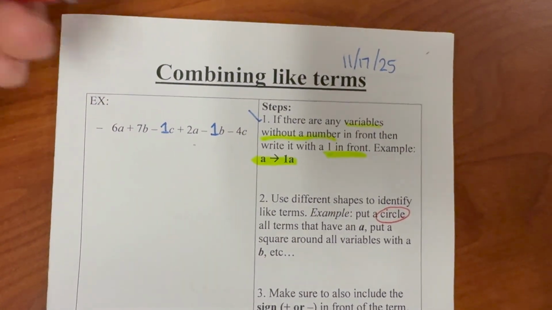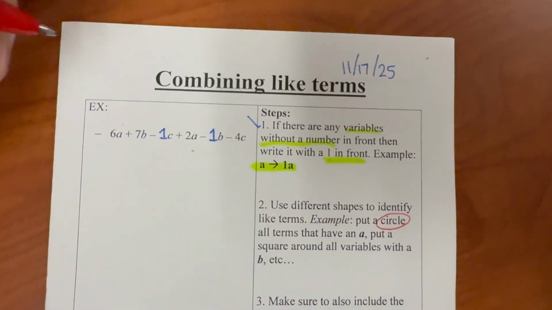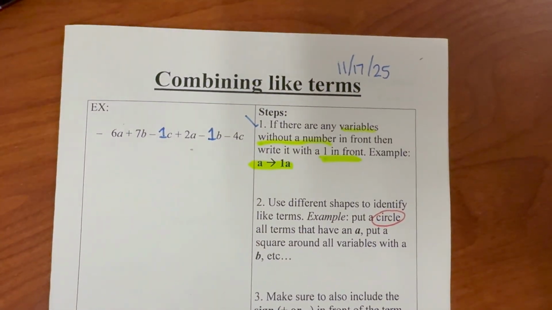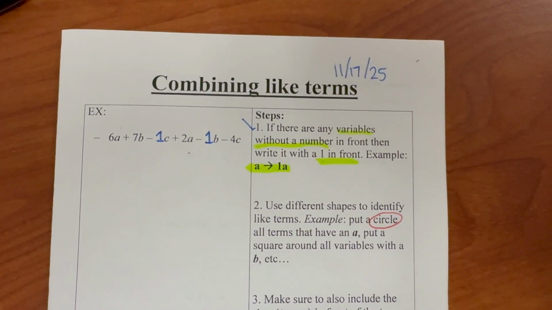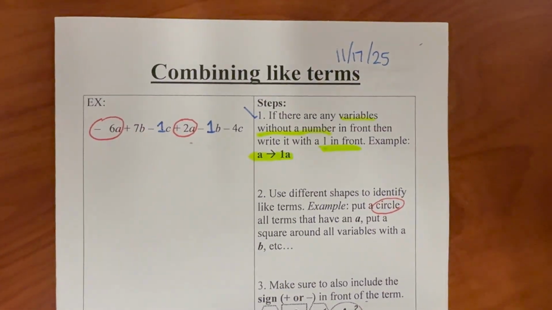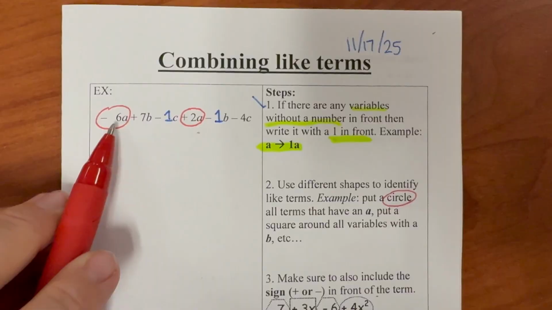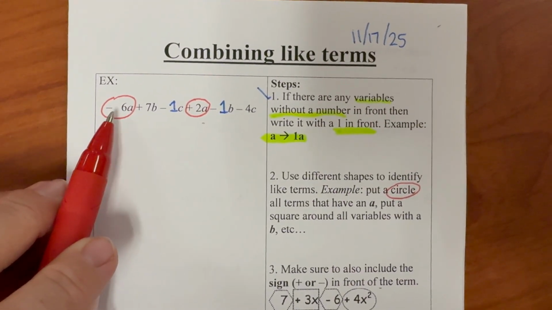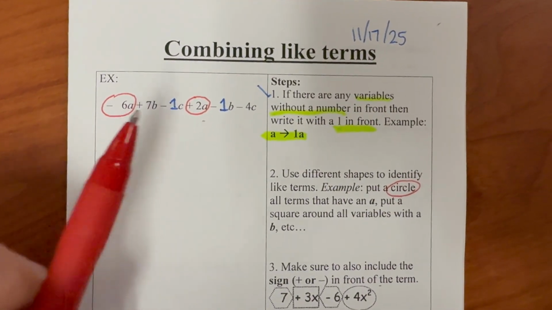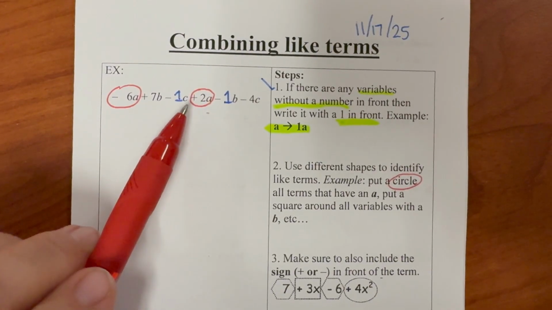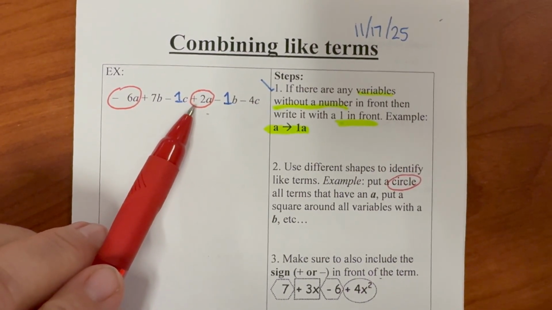So let's go ahead and do what it said. So we're going to go ahead and circle those A's. I'm going to go ahead and pause. Go ahead and circle your A's. All right. Now I circled the negative with 6A because when I combine those like terms, I want to make sure I have the negative with it. And then I have 2A, and I also circled the plus sign with it.